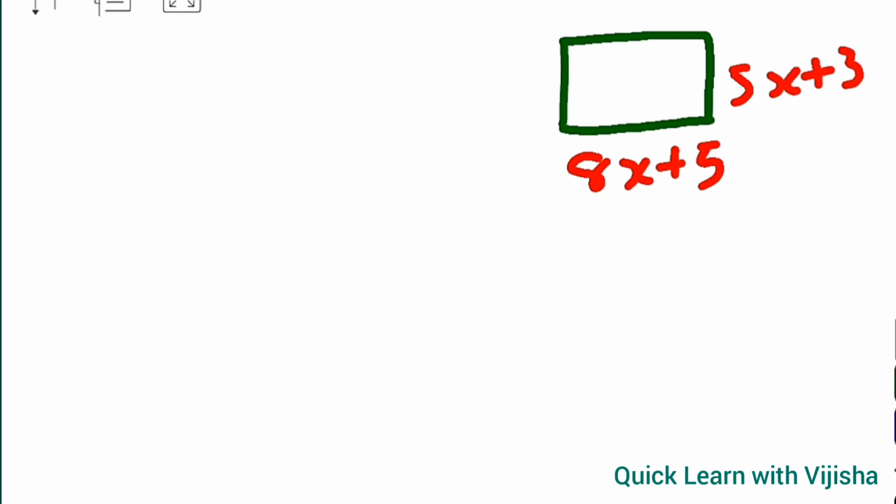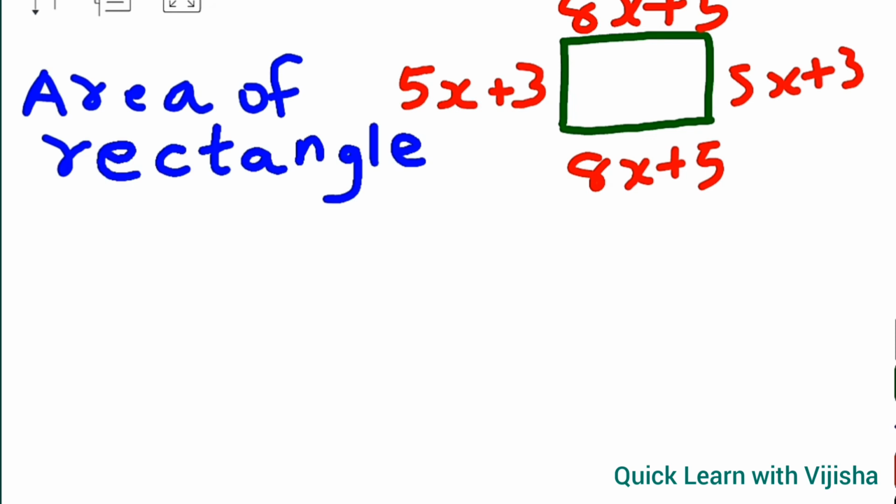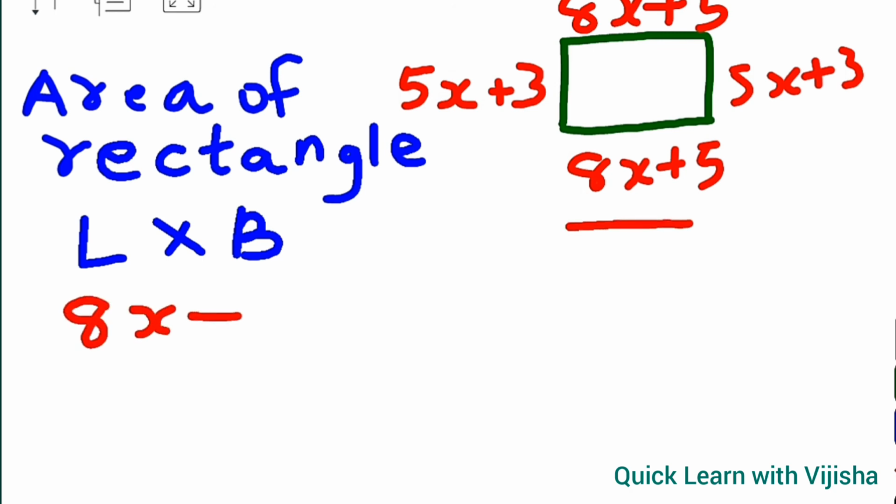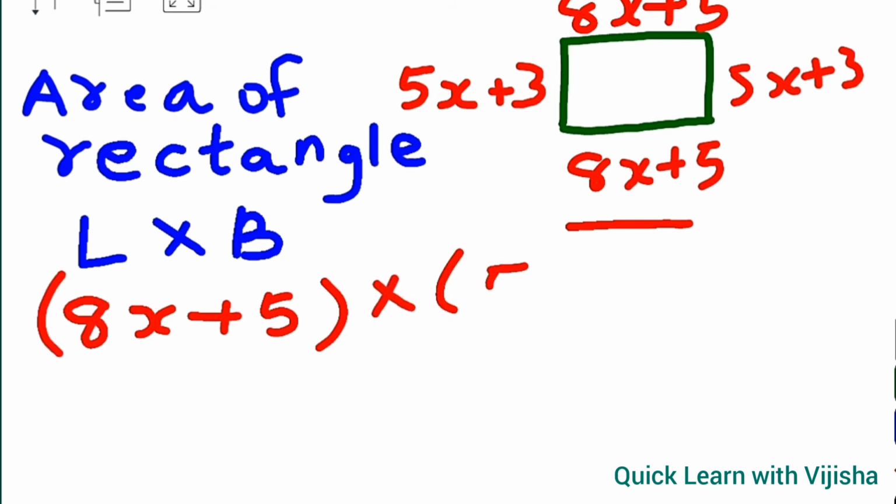Understanding, children? Now a rectangle has two lengths. So if this is 8x plus 5, this side, and the breadth also will be 5x plus 3. Now in this we will be using the area of rectangle formula. As the question is given for a rectangle, we will use the area of rectangle formula, that is length into breadth. We have learned. So what is the length in this? This side is your length. So we will put 8x plus 5 as length, multiplied by the breadth, which is 5x plus 3. Understanding, children?